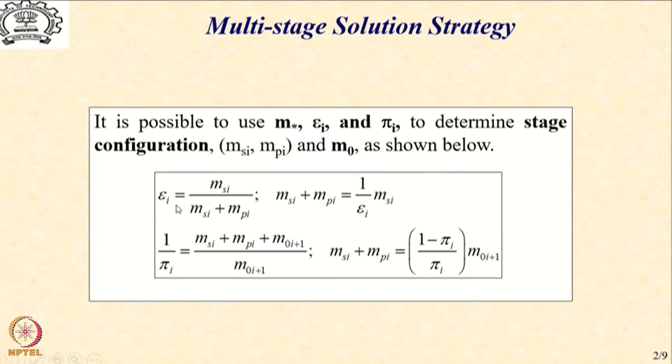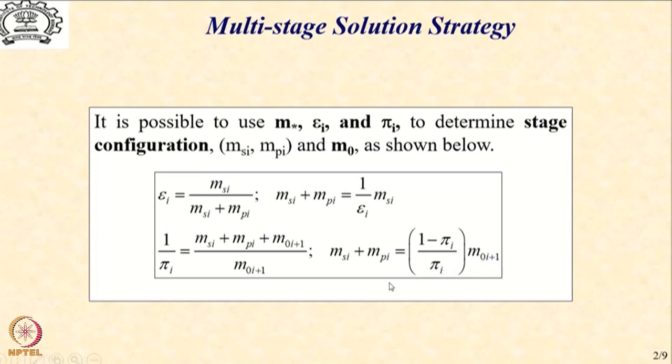So let us first take the expression for epsilon I, which is written as MSI by MSI plus MPI. Now let me do a little bit of algebraic jugglery, and that gives me MSI plus MPI as 1 by epsilon I into MSI. Similarly, I take the expression for pi I, invert it and write it as 1 by pi I as MSI plus MPI plus M0 I plus 1, which is nothing but M0 I divided by M0 I plus 1. And I get another expression for MSI plus MPI as 1 minus pi I by pi I into M0 I plus 1.